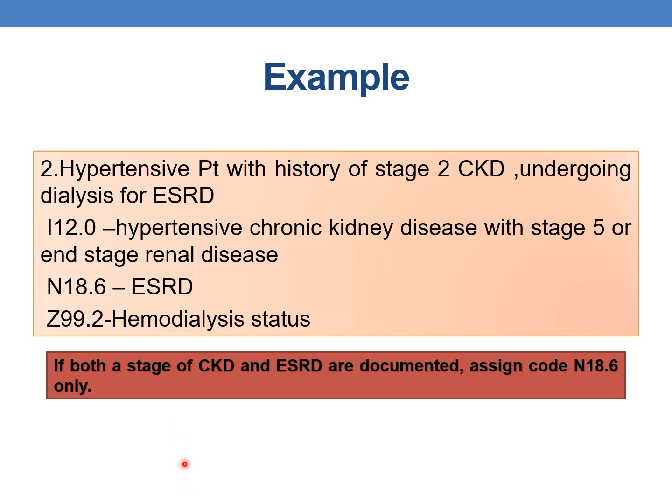One important note is if both a stage of CKD and end stage renal disease are documented, then assign code N18.6 only. You need not code additionally lower stage of CKD because end stage renal disease is the highest stage of CKD. Whenever the highest stage is documented, you need to code only ESRD, that is N18.6.